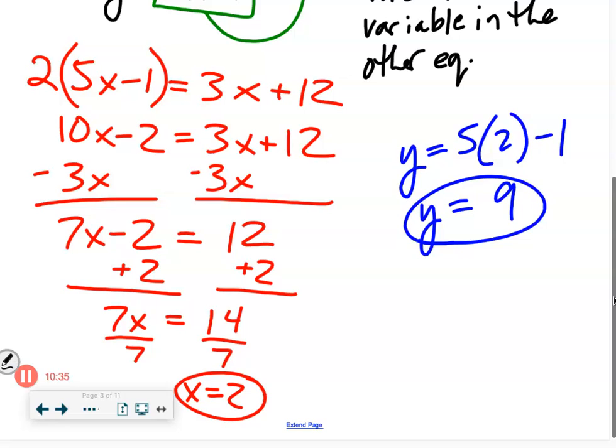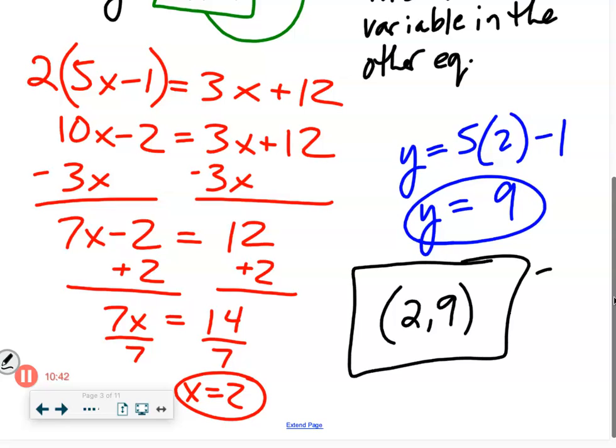But my final answer is (2, 9). And that's the actual answer. Okay? It's an ordered pair. Has to be in parentheses because it's an ordered pair. All right, how are we feeling about that? Ready to try one yourselves?